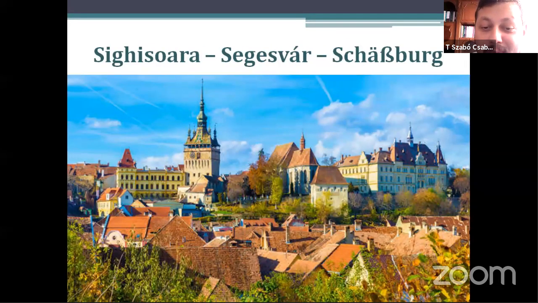One of the best preserved medieval towns, with an almost completely preserved city wall and medieval structures still visible, is Sighișoara, Segesvár, Schäßburg, which is also part of the UNESCO World Heritage. So it's really a wonderful town. It's a mini Prague. You can see all the essentials of Transylvania in one city.